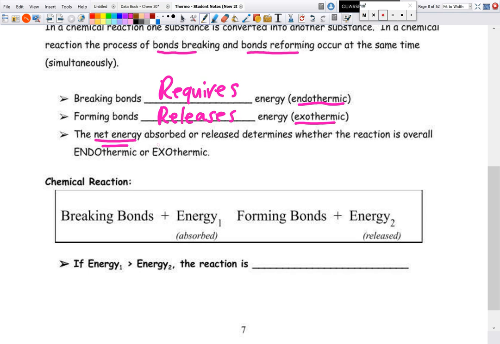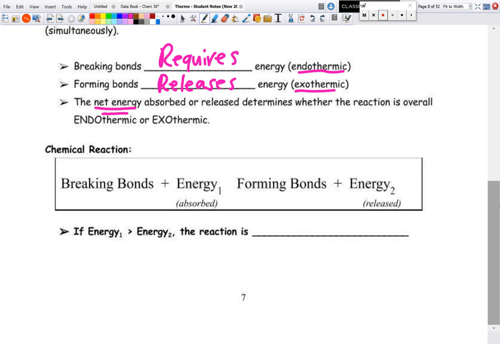All right? So for example, this is every chemical reaction. Breaking bonds needs energy. Then the arrow for some reason didn't make it in here. New bonds forming, and it releases energy. So if the energy absorbed is greater than the energy released, the overall reaction is going to be endothermic.